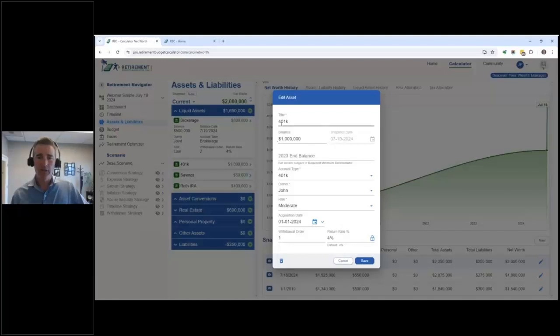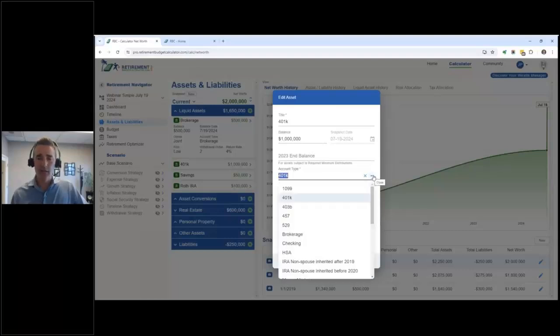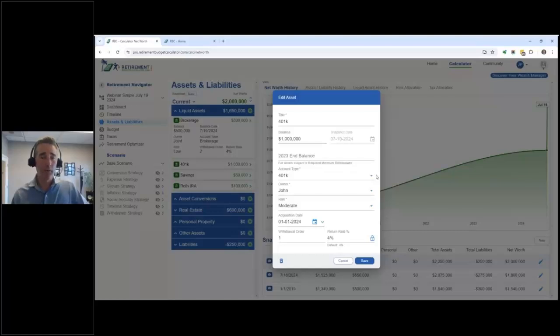When you enter things like a 401k and you select the account type, it's really important that you select the proper account type, because the account type is going to help us know whether or not required minimum distributions need to come out of the account. And it's also going to help us know about taxation. So make sure you're selecting the right account.